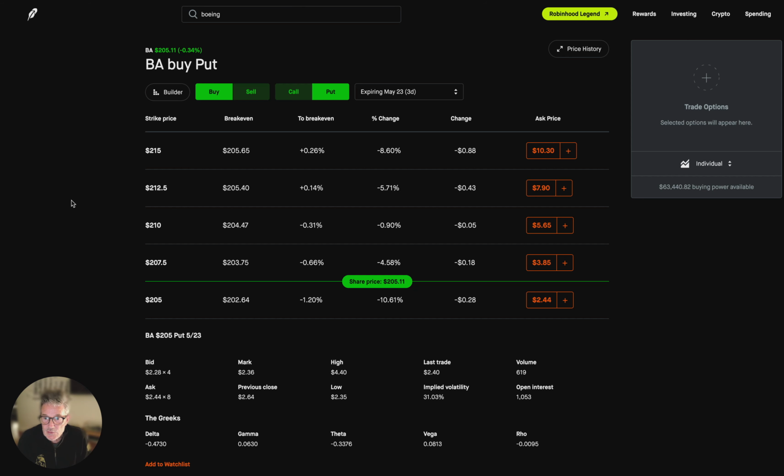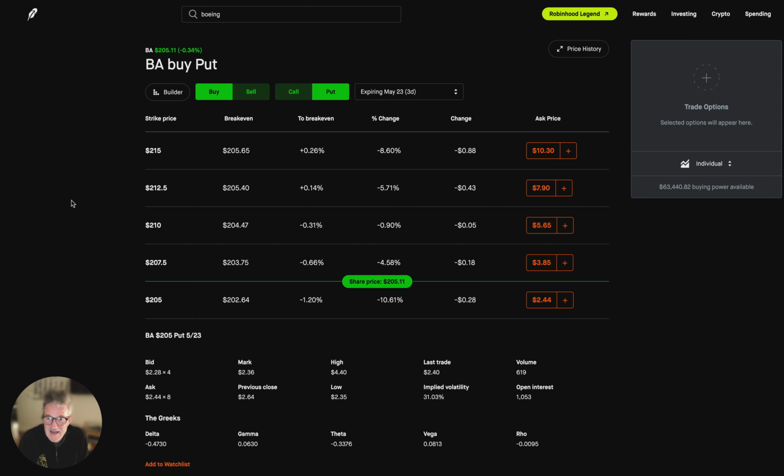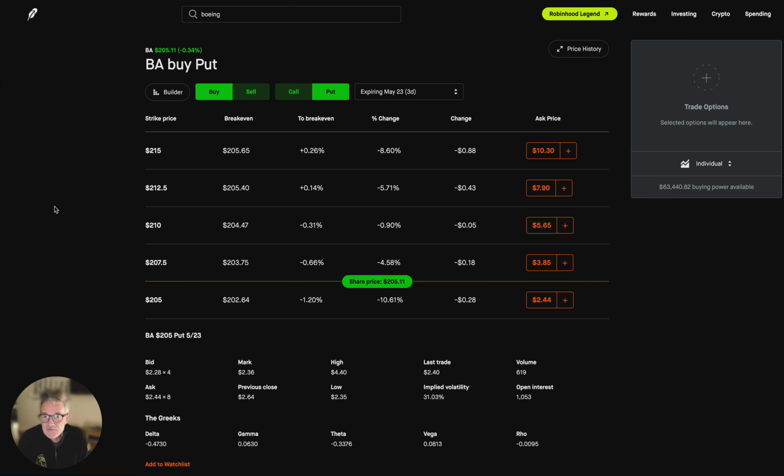Now we take the two midpoint values of each bid-ask spread, 2.8 and 2.36, and add them together to give us 5.16. This is the amount of movement in dollars the market expects the price of Boeing to move up or down by expiration. We now take the current Boeing price, 205.11, and the combined midpoint value, 5.16, and add them together to get the upper range price of 210.27.